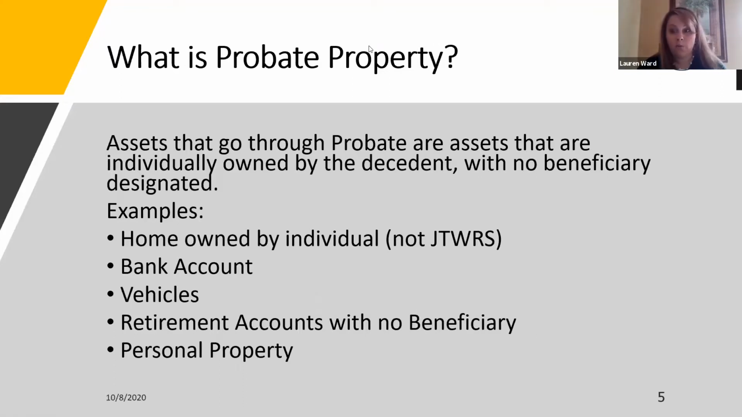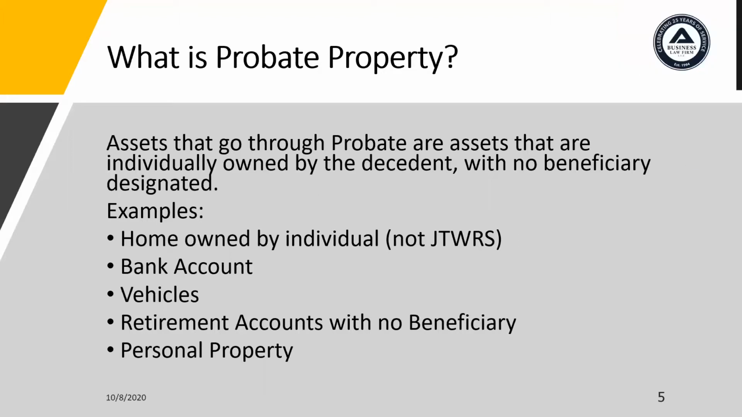If you own a home in your name, it's going to go through probate. If you own a home with your spouse, but you're not listed as joint tenants with right of survivorship, that's also going to go through probate. So if it's just Mr. and Mrs. John Doe on the deed, then it's going to go through probate. It has to have joint tenants with right of survivorship, not tenants in common, in order to avoid probate.